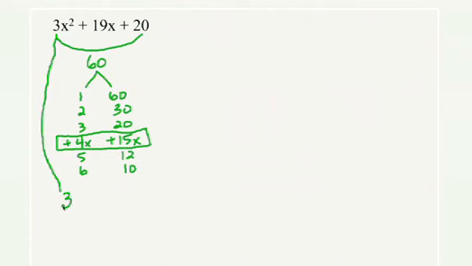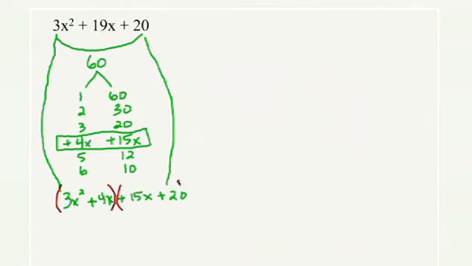All right, carry down that first term, the 3x squared, and now we're substituting these two terms for our 19. So plus 4x, penmanship is going away, plus 15x, and then we carry down that 20. Right, and now the worst part of the problem is over. All that's left is just the factoring by grouping. That's it, and we want to group the first two and the last two together.